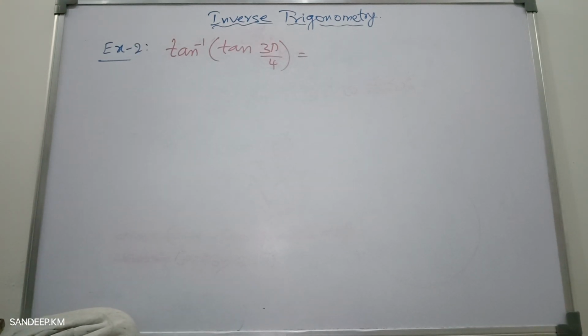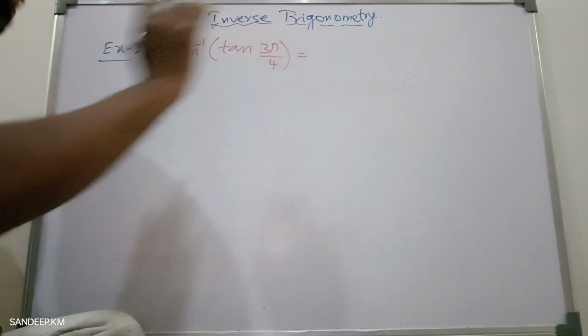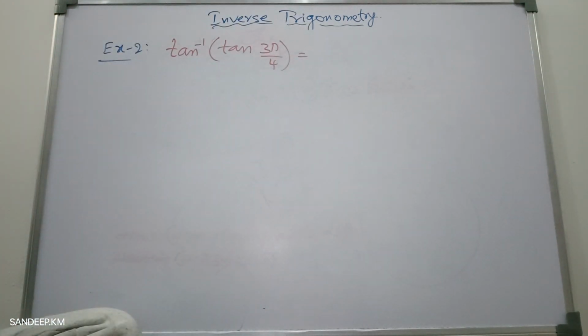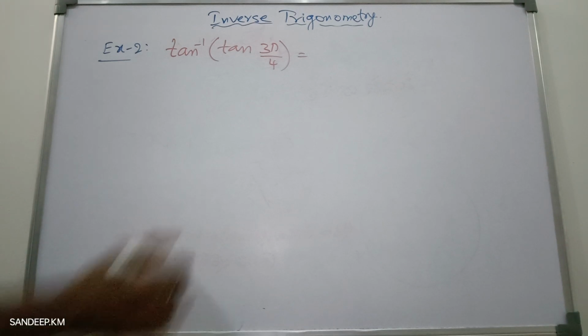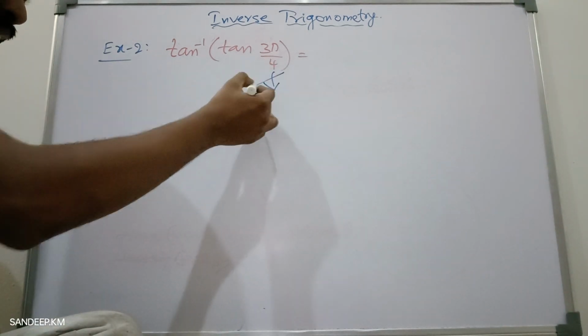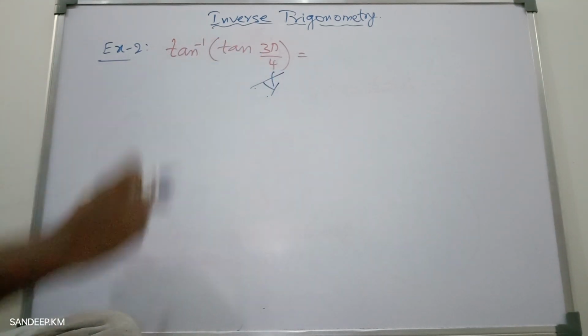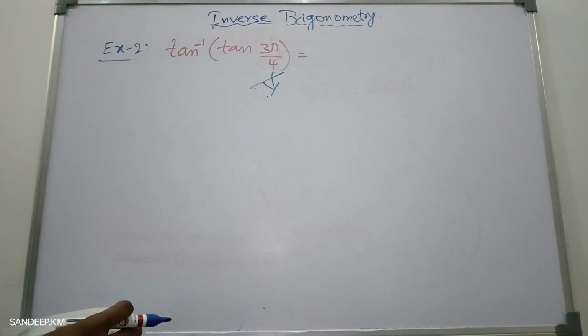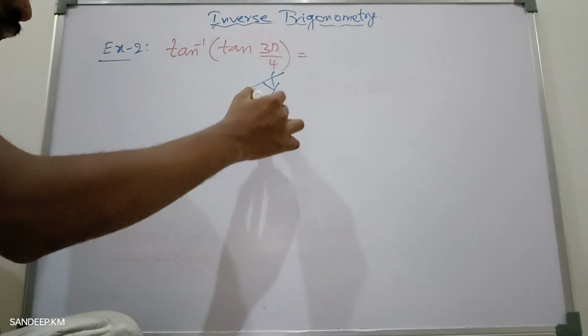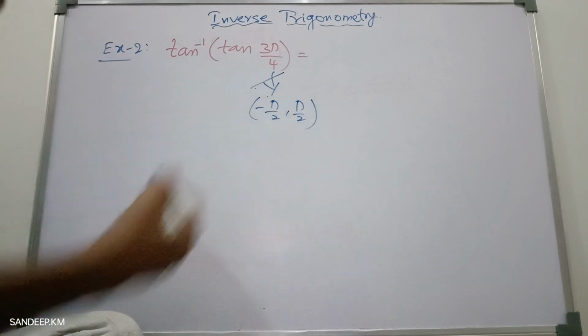Our second example: what is tan inverse of tan 3 pi by 4? Once again, the answer is not 3 pi by 4. Please understand this. The answer is not 3 pi by 4, because 3 pi by 4 doesn't belong to the restricted domain of tan theta. What is the restricted domain of tan theta? Minus pi by 2 to plus pi by 2 with open brackets.